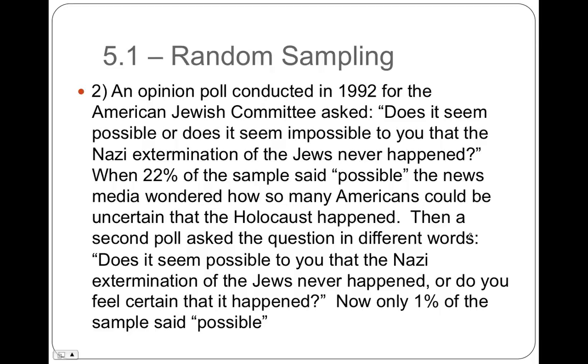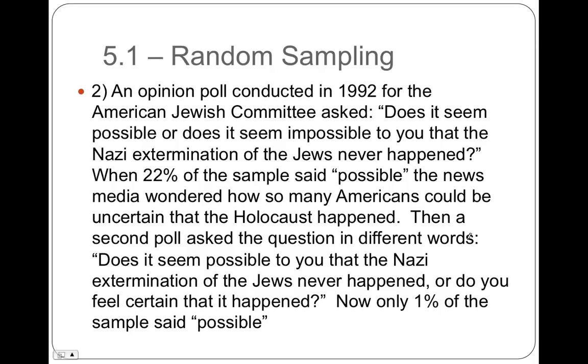A second poll asked the question in different words. Does it seem possible to you that the Nazi extermination of the Jews never happened, or do you feel certain that it happened? Now only 1% of the sample said possible. I want you to discuss with your neighbor what you think happened here. Pause.